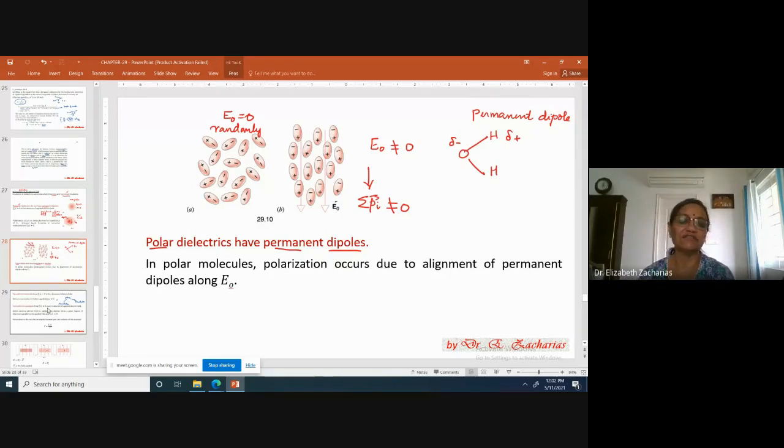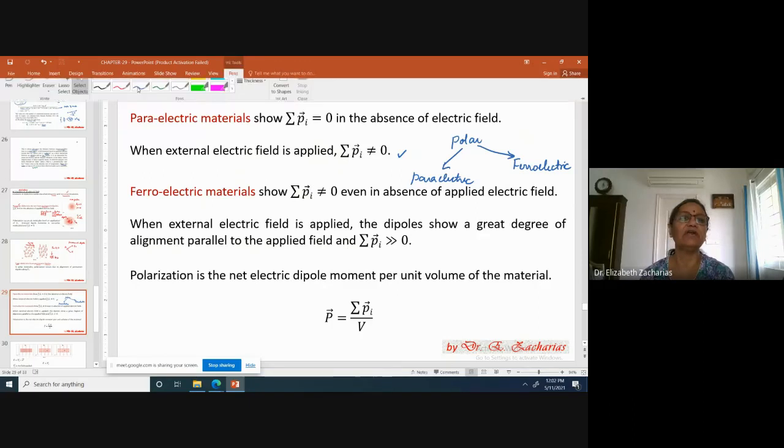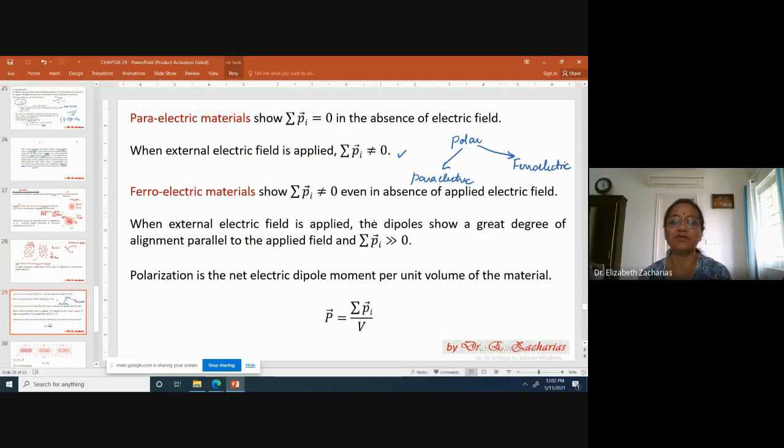So this class of materials, in which you're going to find a dipole moment even in the absence of applied electric fields, are called ferroelectrics. Now, when you apply an electric field, you get a very large dipole moment. A great degree of alignment will be there, parallel to the applied field. This class of material has a lot of applications in energy storage, in sensor applications, and in so many places. They are a very important class of materials.